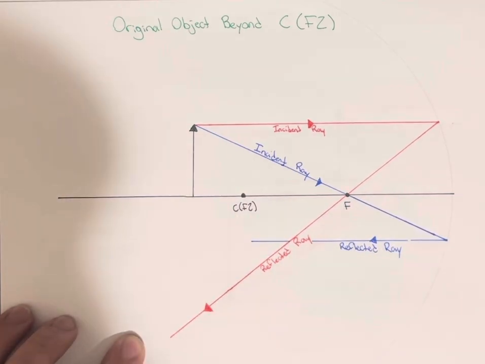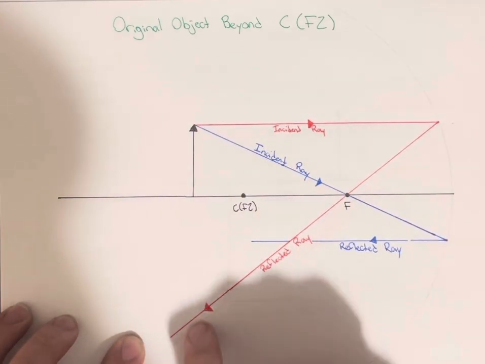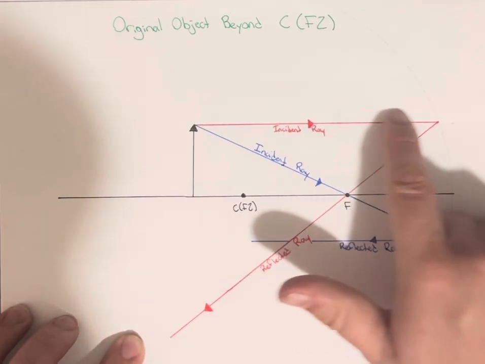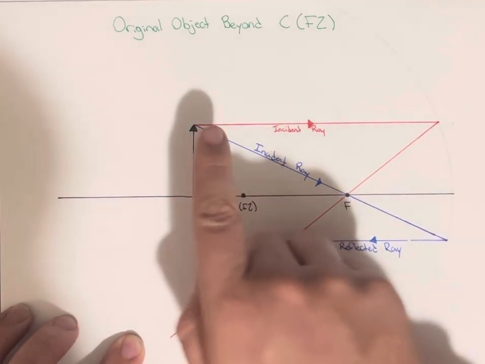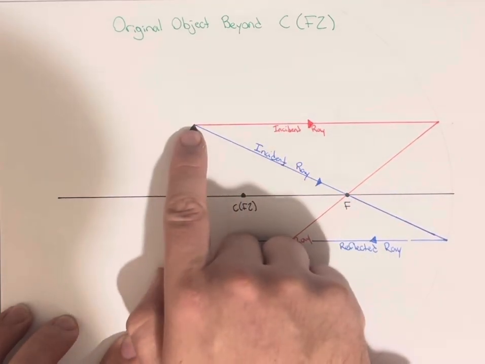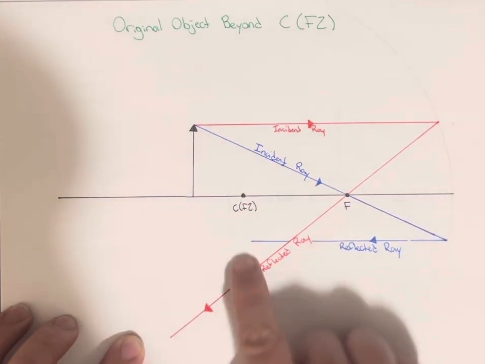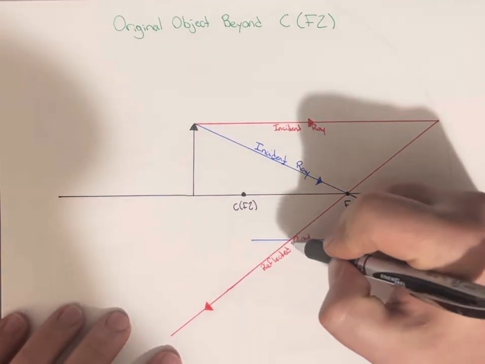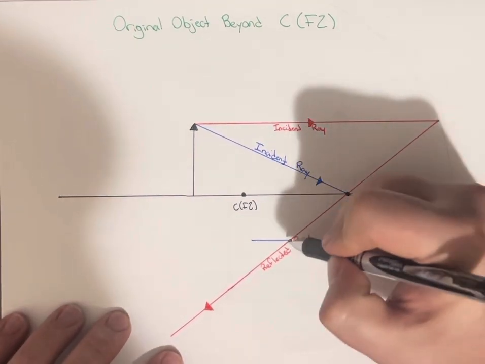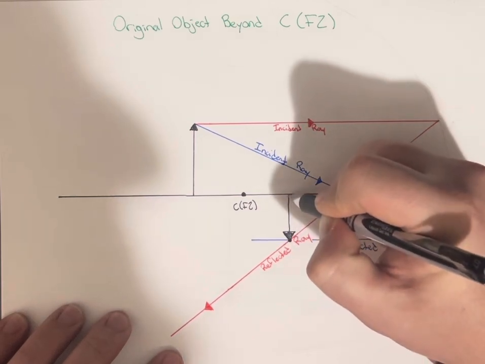So here, if I see this object, again, I start off by using scenario 1 with my incident ray coming into the mirror and reflecting back through the focal point. And then I have my scenario 2 where the incident ray is going directly through the focal point and reflecting back parallel to that principal axis. Now, when I see this, I'm going to see that the point of intersection is right here. So my reflected object is going to be approximately there.